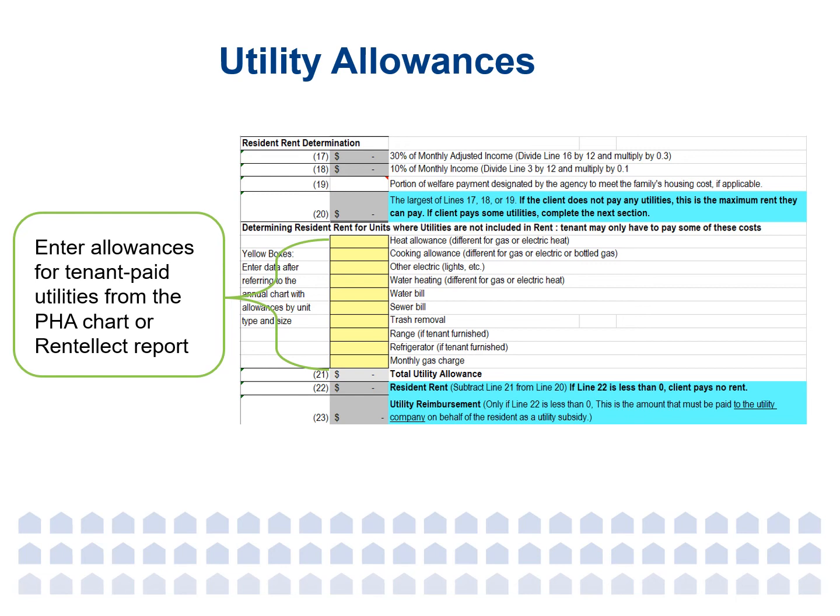Some agencies prefer to get the utility allowance from a Rentellect report, which is fine as long as you make sure that Rentellect is using the utility chart from the correct year.